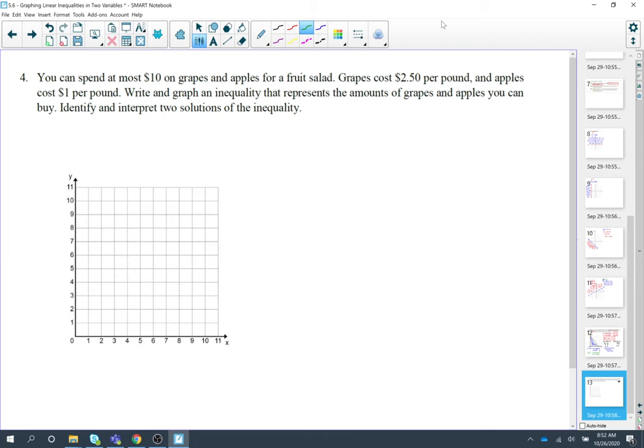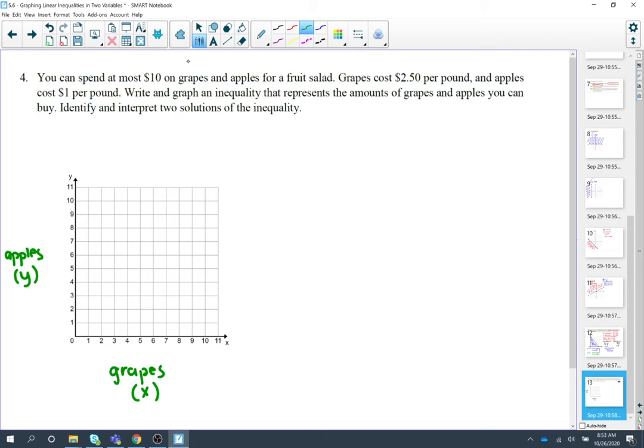So very similar to the last one. This time we're dealing with grapes and apples. So I'm going to put my grapes on my x-axis, and I'm going to put my apples on my y-axis. And this time I'm going to keep the variables x and y just to do it a little differently and see what happens.